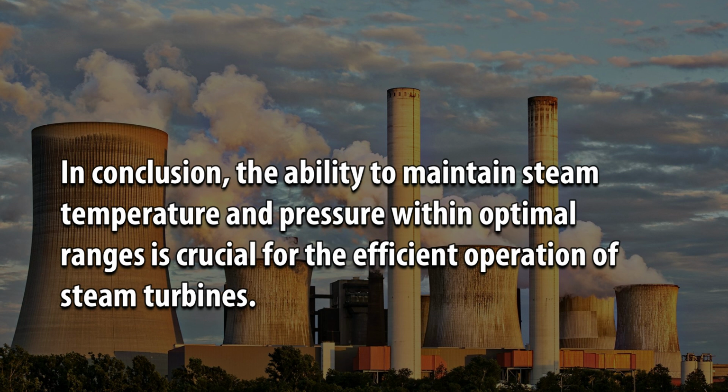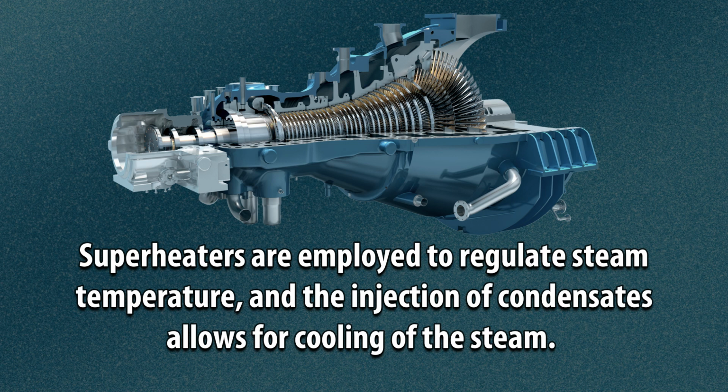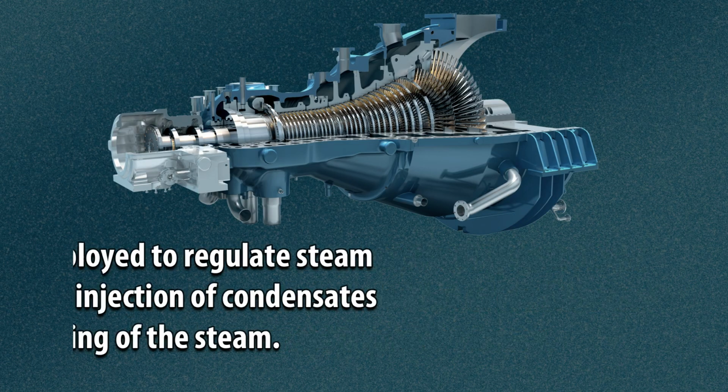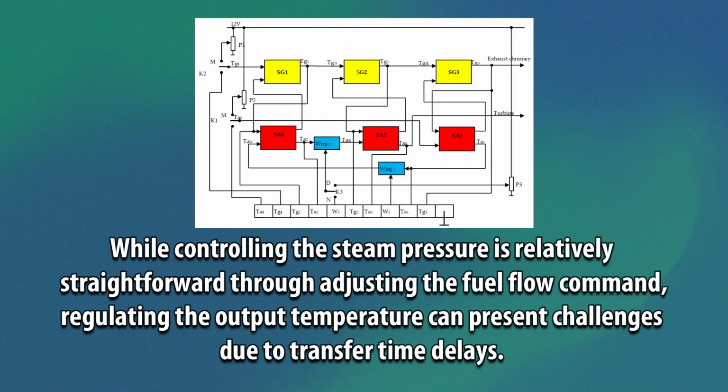In conclusion, the ability to maintain steam temperature and pressure within optimal ranges is crucial for the efficient operation of steam turbines. Superheaters are employed to regulate steam temperature, and the injection of condensates allows for cooling of the steam, while controlling the steam pressure is relatively straightforward through adjusting the fuel flow command.